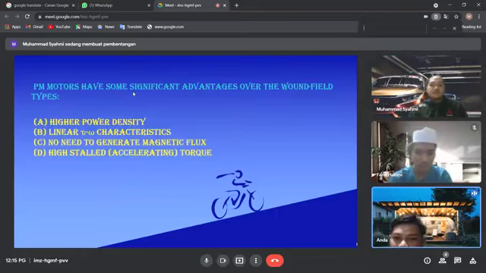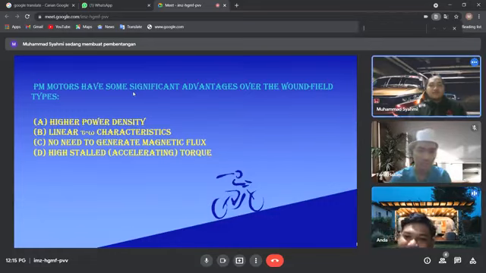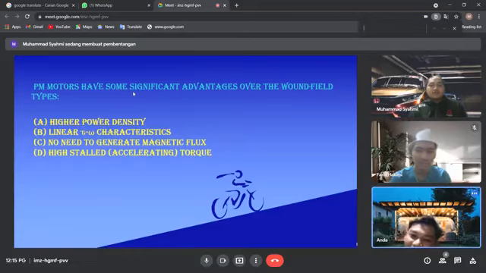PM motors have some significant advantages over the wound field types. A, higher power density. B, linear characteristic. C, no need to generate magnetic flux. And D, high stall accelerating torque.